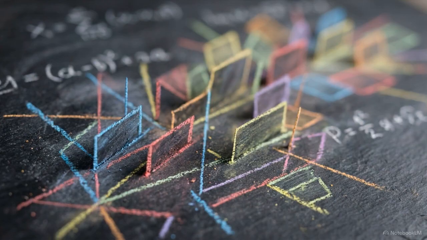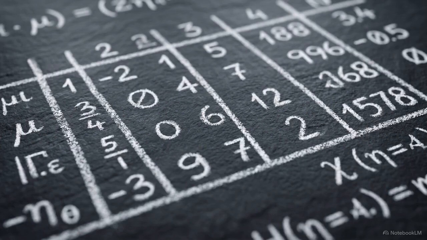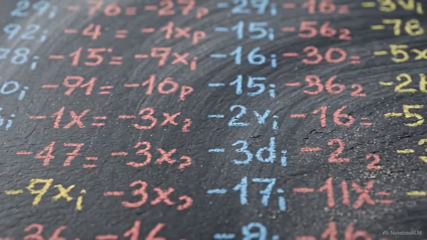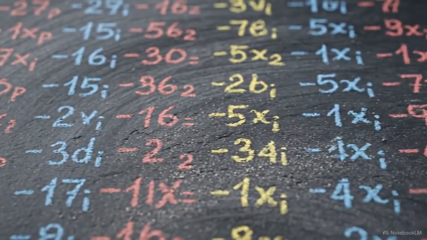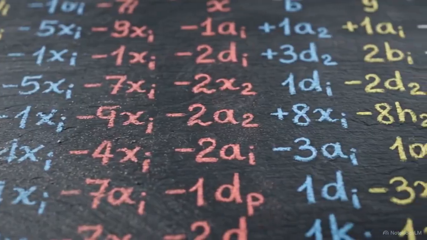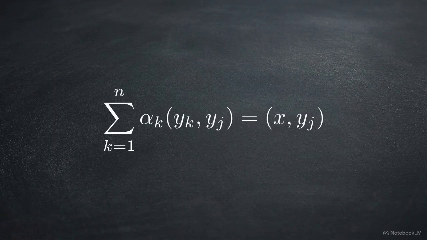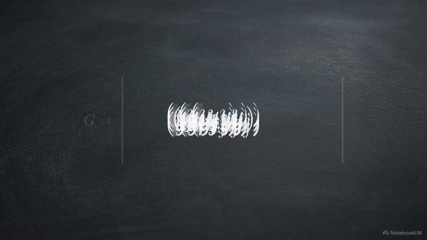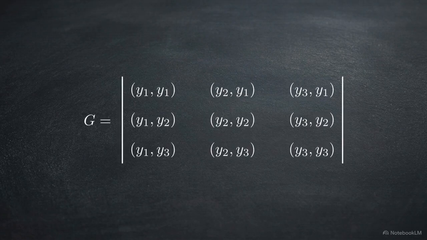We have successfully translated the abstract concept of an orthogonal projection in an infinite-dimensional space into a finite n by n system of linear equations that can be computed directly. This system provides the coefficients, but under what specific mathematical condition is this system guaranteed to have a unique solution? This matrix visualization introduces the Gram determinant. Denoted as G, it organizes all the inner products of our basis vectors into a single structural grid.